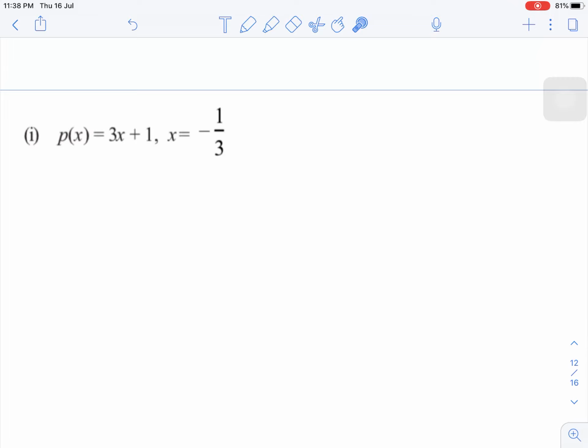In this example we are given a polynomial p(x) equals 3x plus 1. Now we want to check whether x equals minus 1 upon 3 is a zero of the given polynomial or not. So how to check this? We will substitute this value in the place of x. Solution.